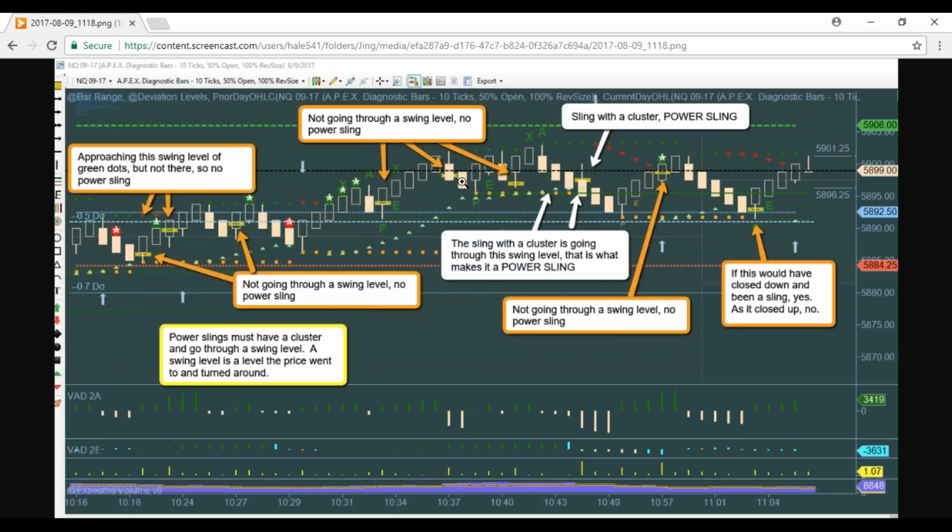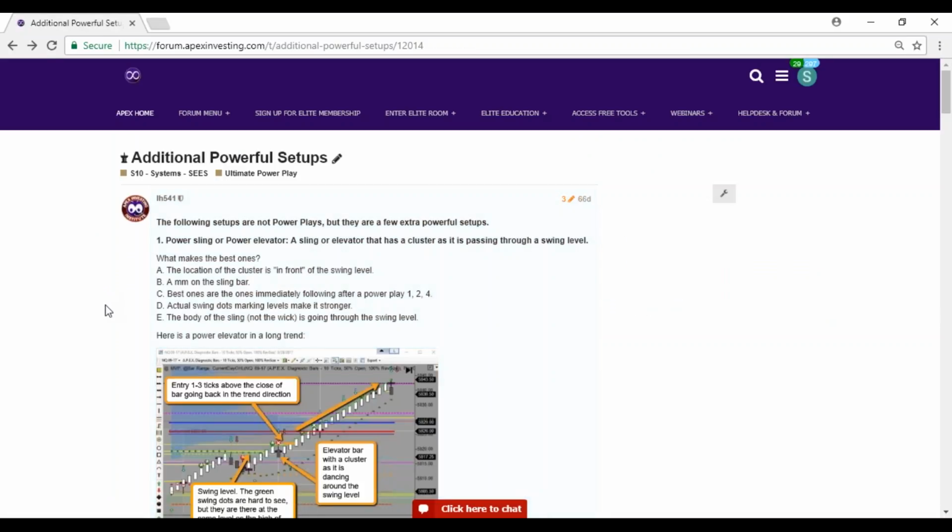Okay? What about this one? Do you see these dots, that swing? The sling with the cluster is going through the swing level. See it? It breaks it, so that would make that a nice little 10-tick scalper there. Okay? Makes sense? So keep in mind, it's not just any sling, and it's not just any sling with a cluster. Okay? It's slings and elevators through swing levels or out of, right, the breakouts of chop there.